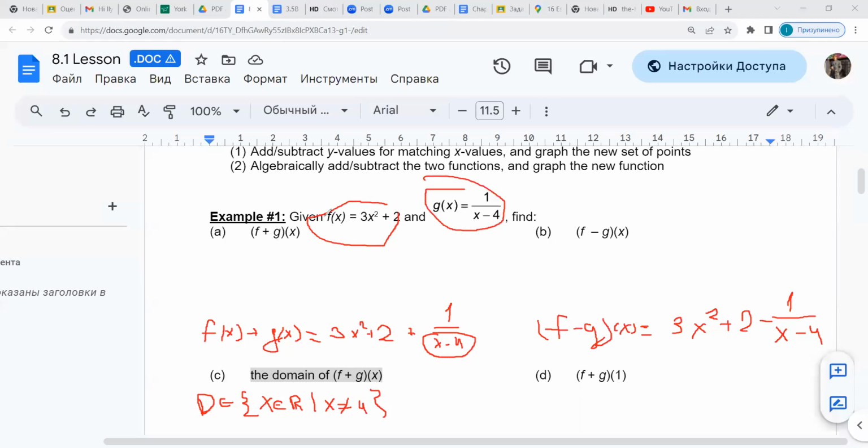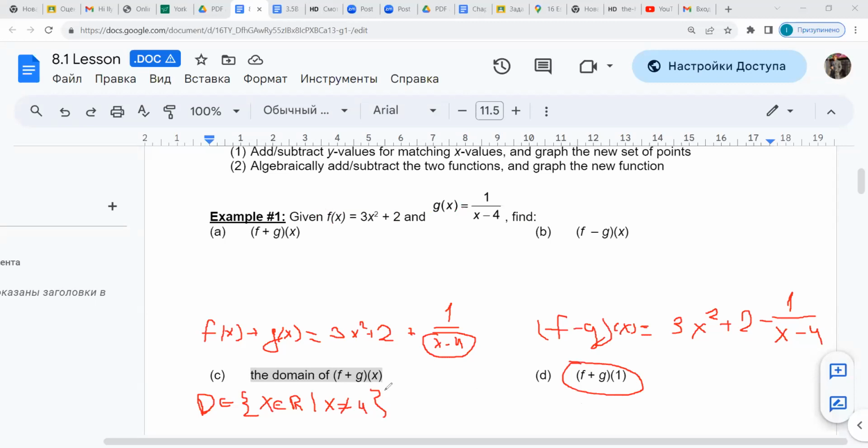Take notice that separately f of x and g of x have different domains. For example, f of x has a limited domain. Meanwhile, g of x has this limitation of x does not equal 4. But combining them together brings this property to the shared function.